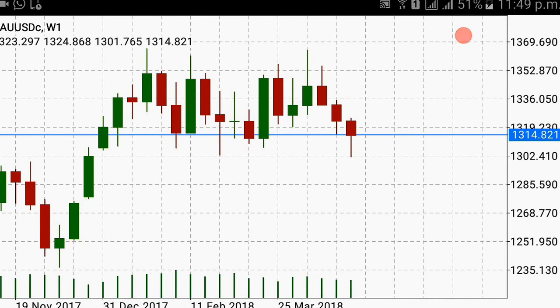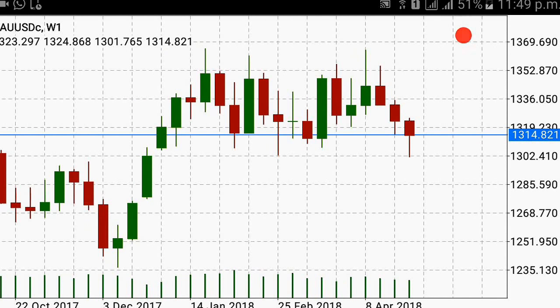Okay, hi fellows. Now in this first video I am going to explain a little about the color theory, that how you can benefit from the colors of different candles. As you can see in front of you, this is a weekly chart of gold, and what you are looking at is some green and some red candles.